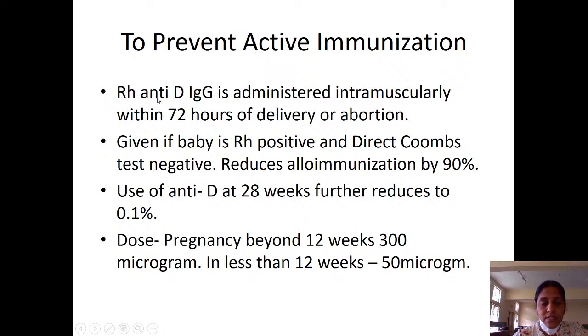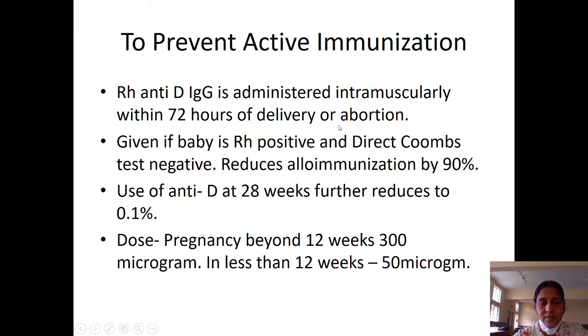Rh anti-D globulin should be given if the baby is Rh positive. So as soon as the baby is born, send the cord blood for Rh typing and direct Coombs test. If the baby is Rh negative, there is no need of giving anti-D. If the baby is Rh positive and the direct Coombs is negative, the direct Coombs just shows the antibody. If the antibodies are already there, then there is no use in giving Rh anti-D. The direct Coombs is done just to show that there is no production of antibodies.